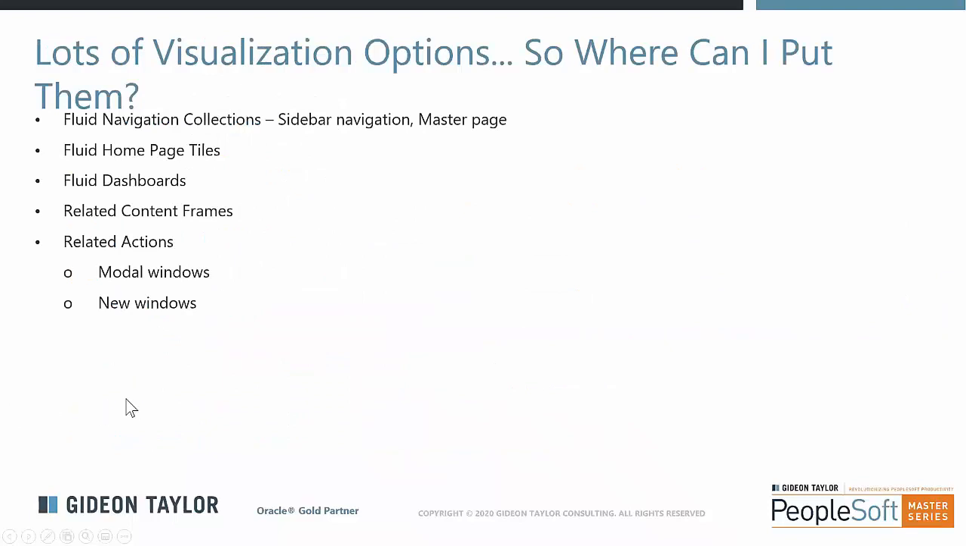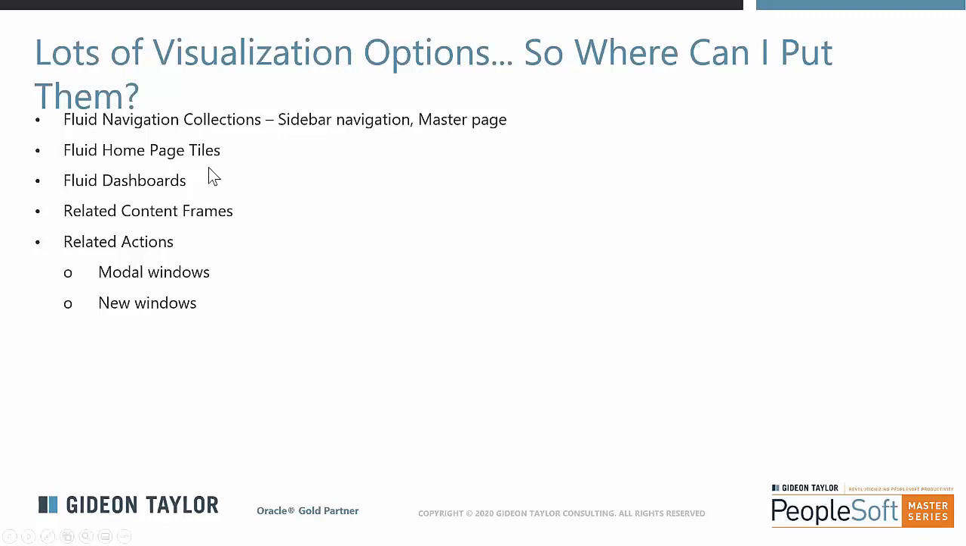And I'm sorry, I know that we're just about out of time. I'll just hit a couple more thoughts. You've got lots of visualization options, and then the question is, where do you put them? We've gone over a few of those. You can deliver them in a fluid navigation collection where you make a selection on one side and then see the visualization on the right.